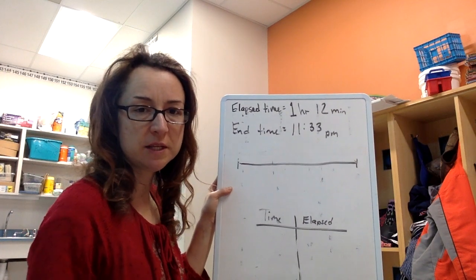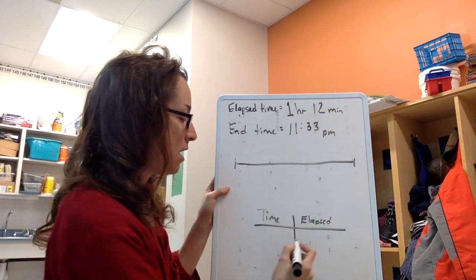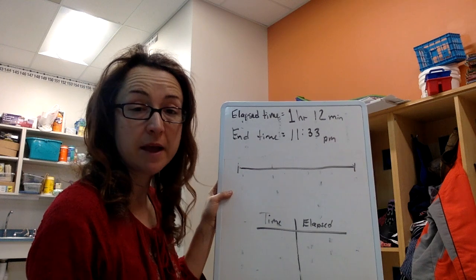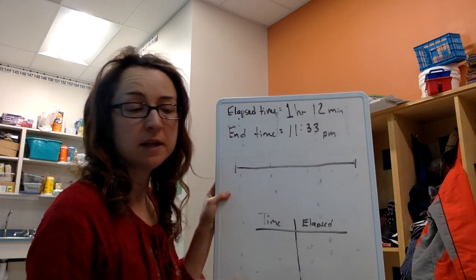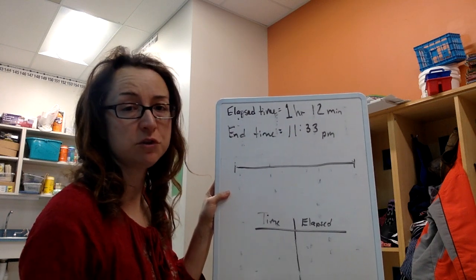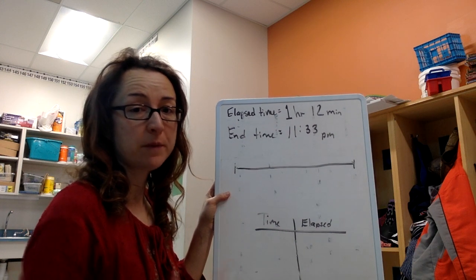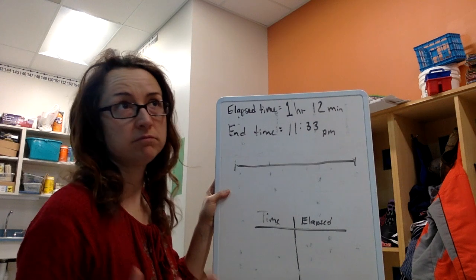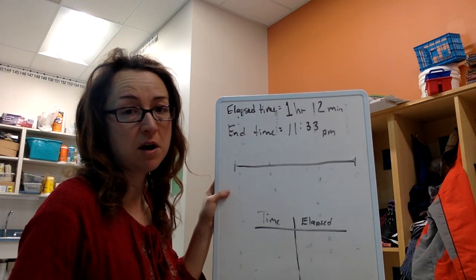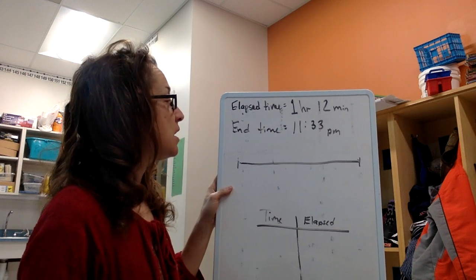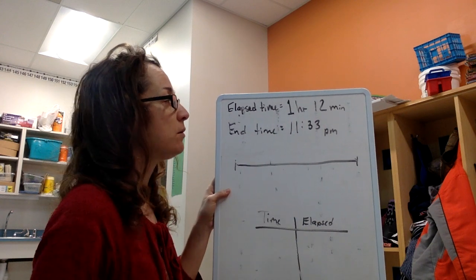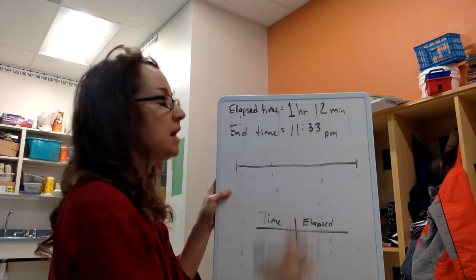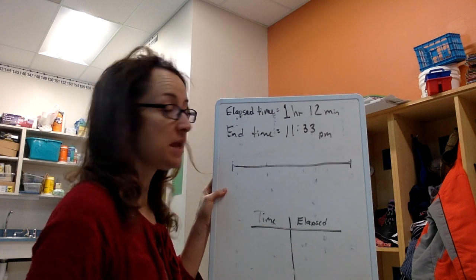Remember, guys, when you're doing this, I would like you to focus on AM and PM. If your word story is giving you that information, I want you to put that AM or PM at the end of your time that you have calculated, whether it's a start time or an end time. So our elapsed time is 1 hour and 12 minutes. Our end time is 11:33 p.m.